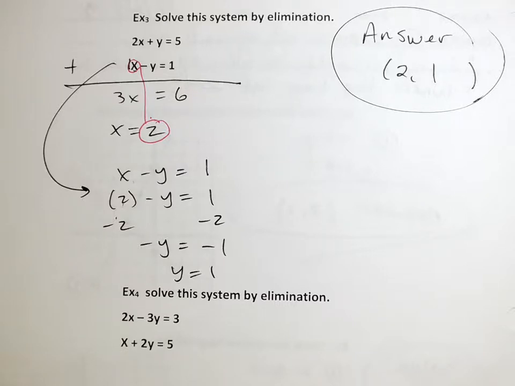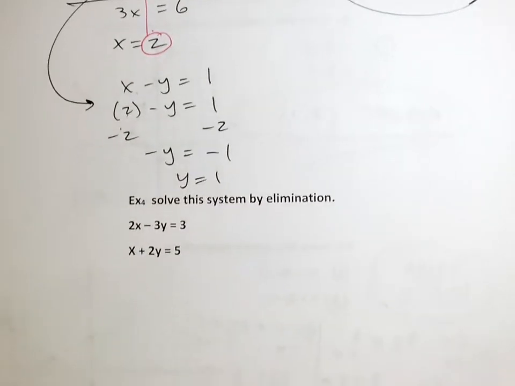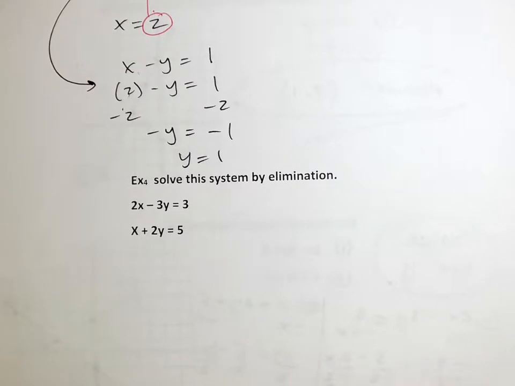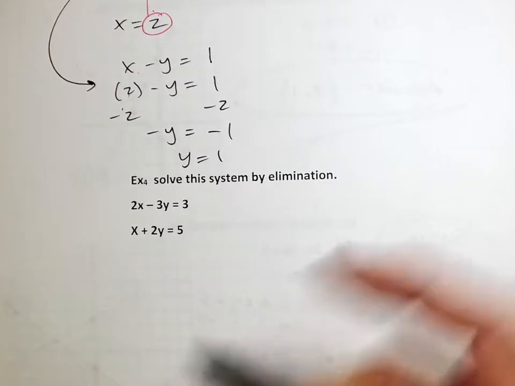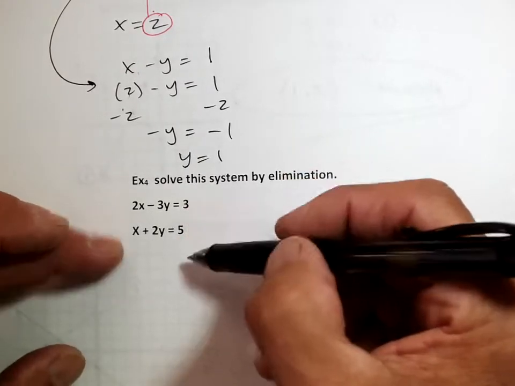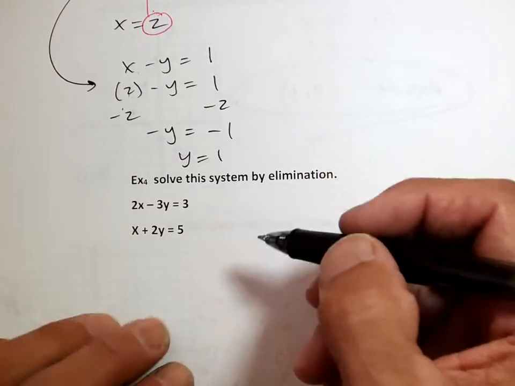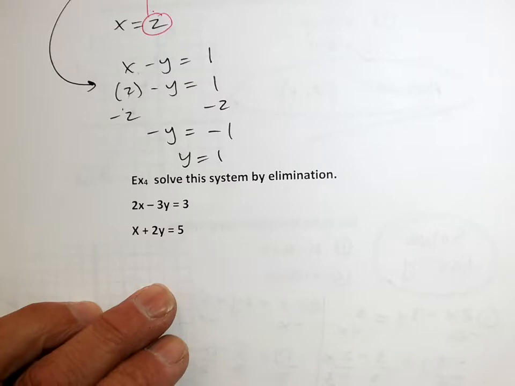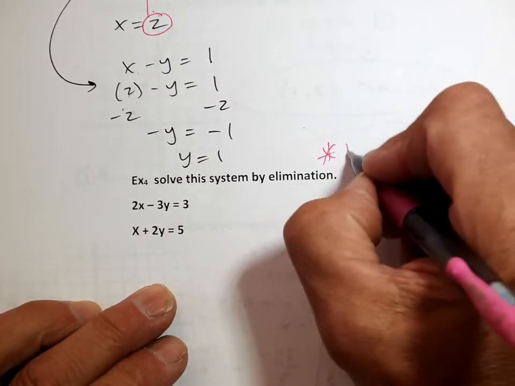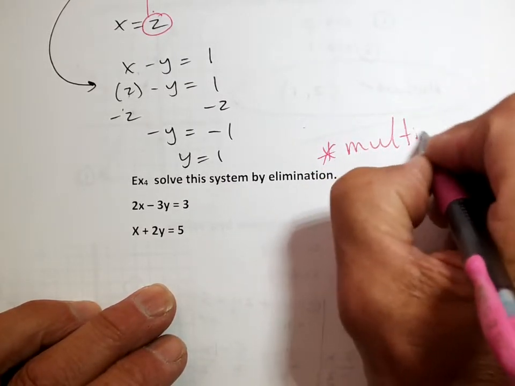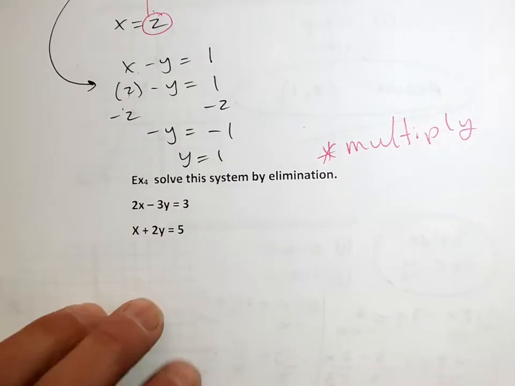Okay, now, number 4, I'm sorry. Now, you can't add or subtract them, right? Well, if you did, nothing would cancel. You want to make them opposite. So we're going to do some multiplying. I'm going to multiply by something to make them opposites.